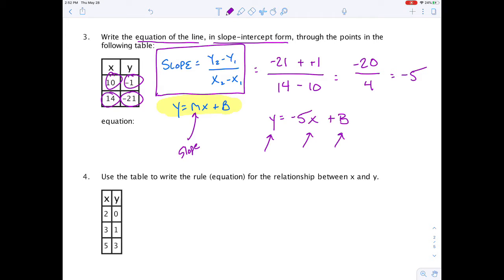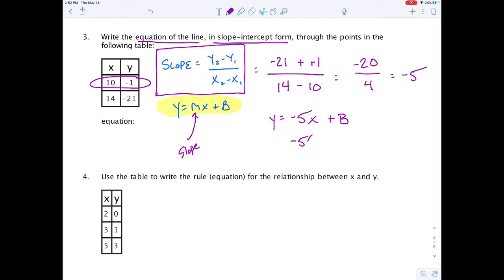We have 1, 2, 3 variables. What we'd like to do is fill in 2 of those to figure out the third. And the one we need to figure out, ironically, is b. So we're going to fill in x and y. And you have 2 options here. You can choose 10 and -1 for x and y, or you can choose 14 and -21 for x and y. For me, I like the 10 and the -1 because those numbers are simply smaller.